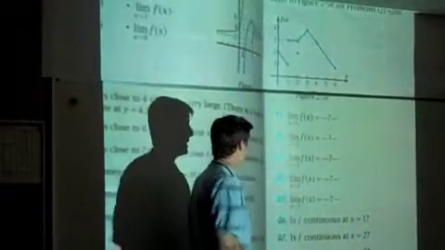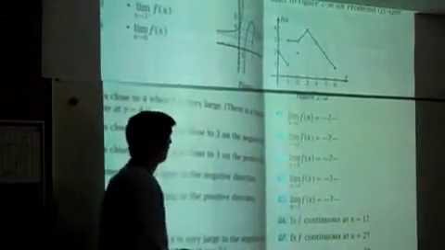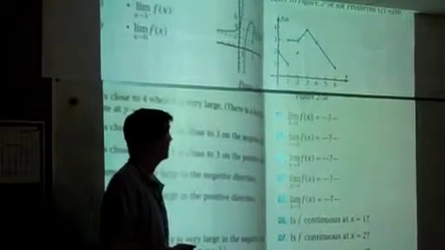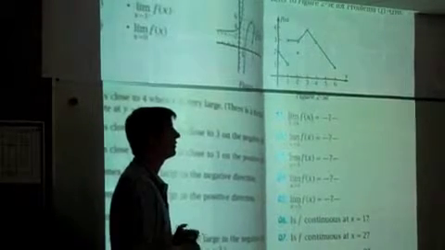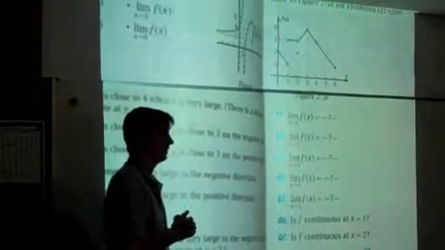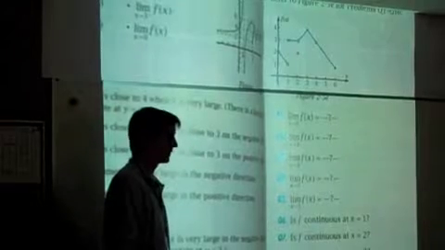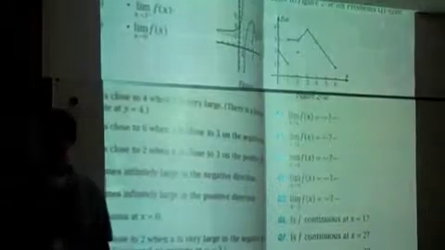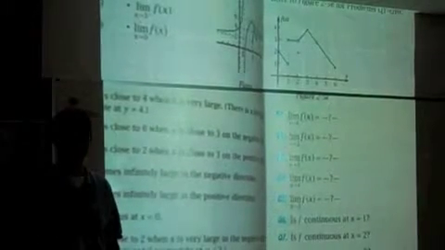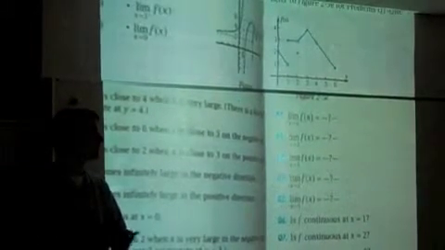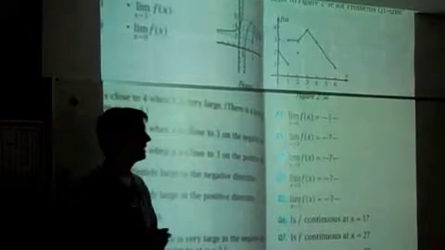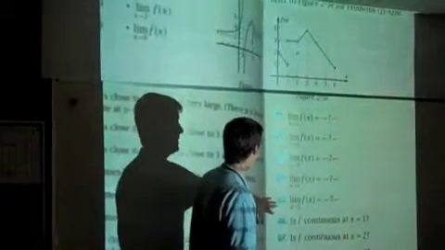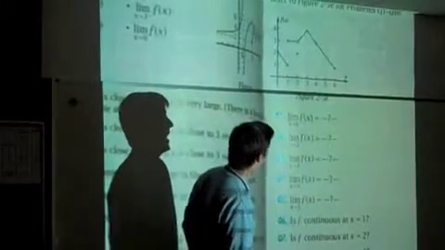What about the limit as x approaches 4? Yeah, they're both going towards 3, but what is the function value? What is f of 4? Nothing. Yeah, there's nothing there. No point. What is the limit as x approaches 5?